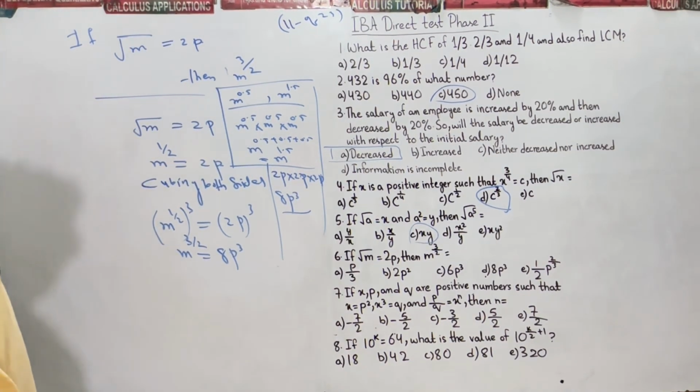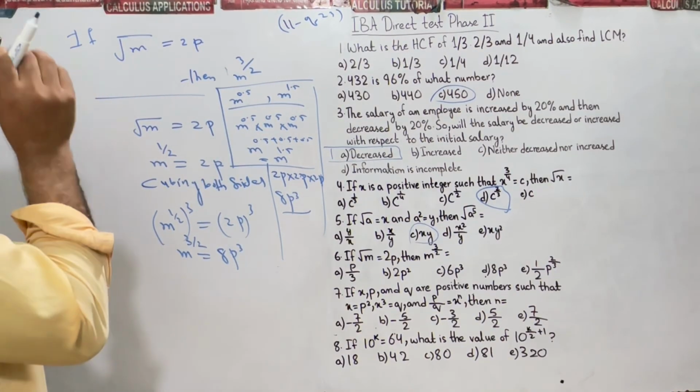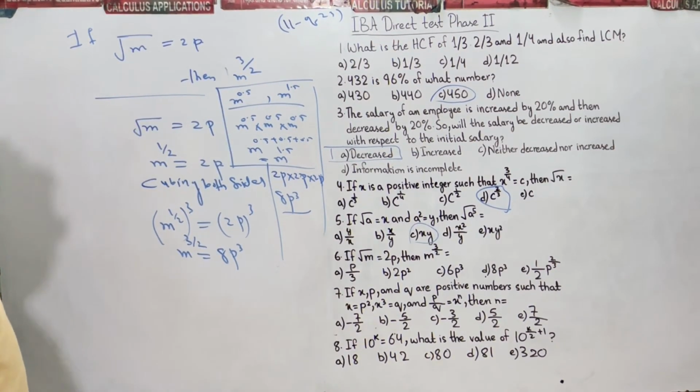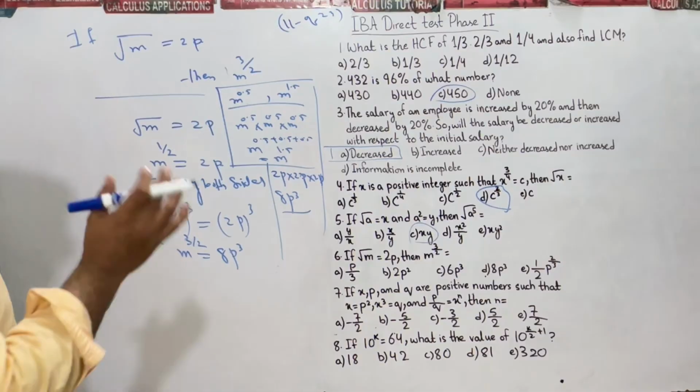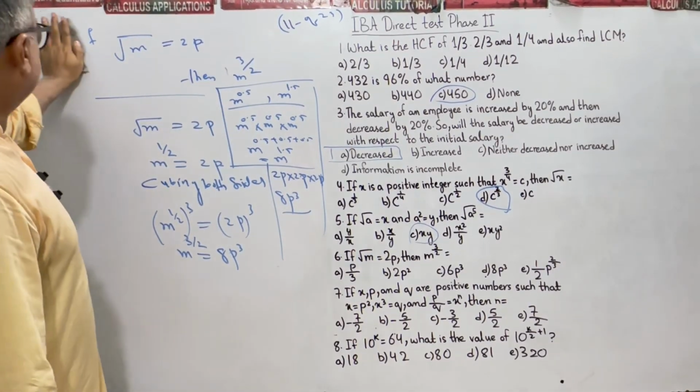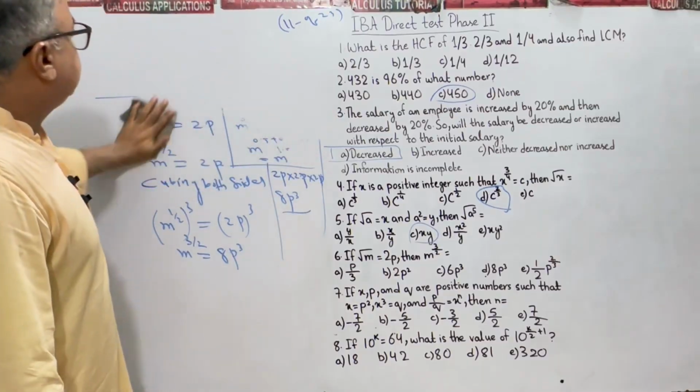Question 7. If x, p and q are positive numbers such that x is equal to p square and x cube is equal to q, and p over q can be written in the form of x raised to n, then what is the value of n? Question number 7 now.